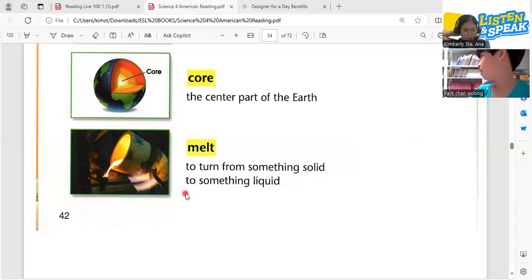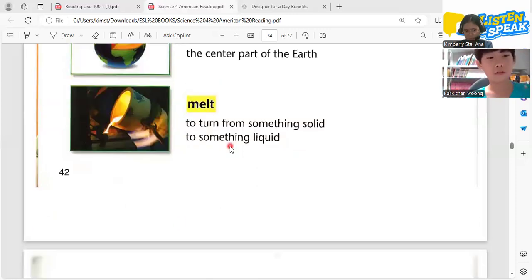Actually, you can also melt metals at very high temperature. That's how you can make metals in different shapes. We melt it. Yes, we can melt anything, like plastic, glass, gold. But there are things that we can't melt, like wood. We can't melt wood because when you put wood in the fire, it will burn. So there are just some things that we can melt.